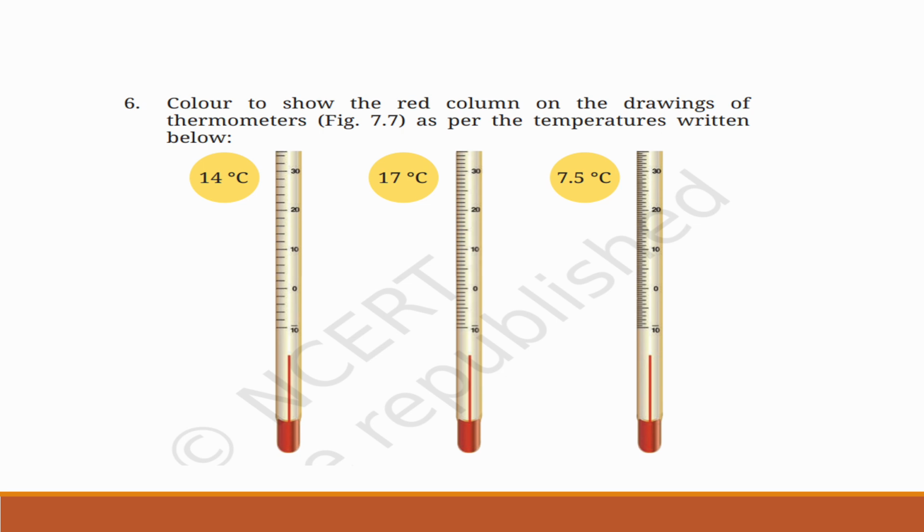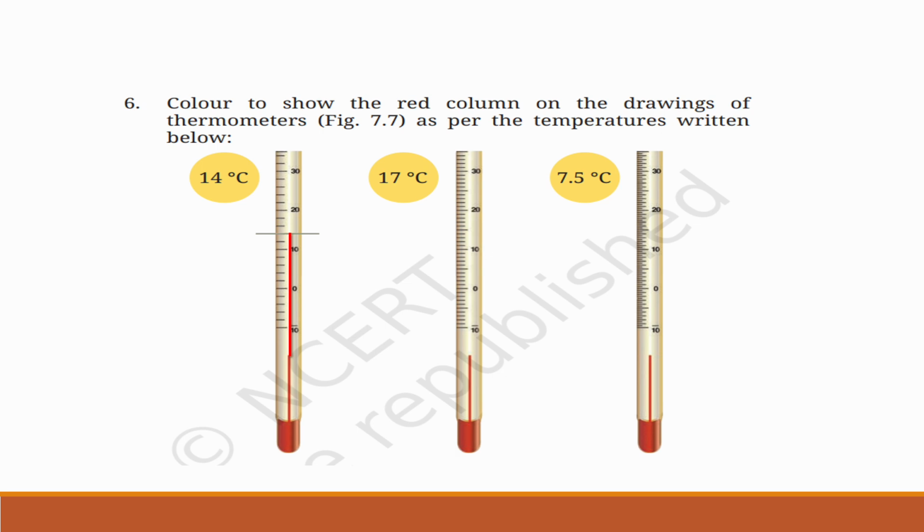Color to show the red column on the drawings of thermometers as per the temperatures written below. See, in the first thermometer it is 14 degrees Celsius. So, this is 14 degrees Celsius. 14 degrees Celsius will come here. So, you can color like this.